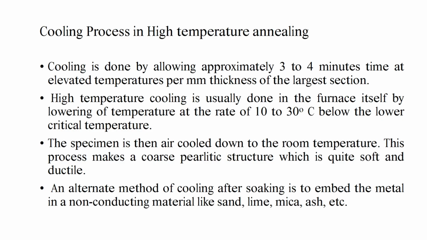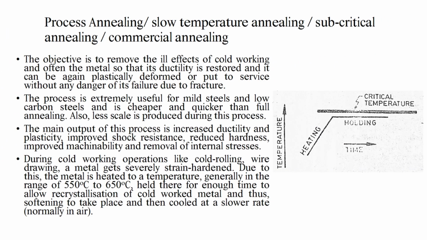Now what about the cooling process in high temperature annealing? Cooling is done by allowing approximately 3 to 4 minutes per millimeter thickness of the largest section at elevated temperatures. High temperature cooling is usually done in the furnace itself by lowering the temperature at a rate of 10 to 30 degrees Celsius per hour, down below the lower critical temperature. The specimen is then air-cooled down to room temperature. This process makes a coarse pearlitic structure which is quite soft and ductile. An alternate method of cooling after soaking is to embed the metal in a non-conducting material like sand, lime, mica, or ash.